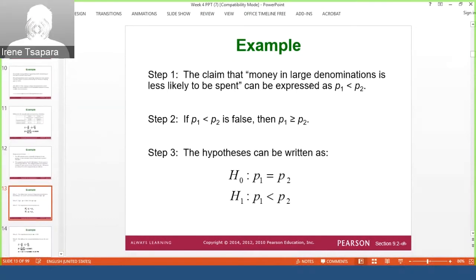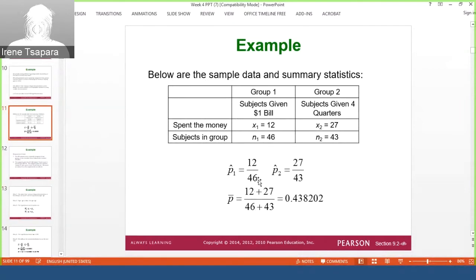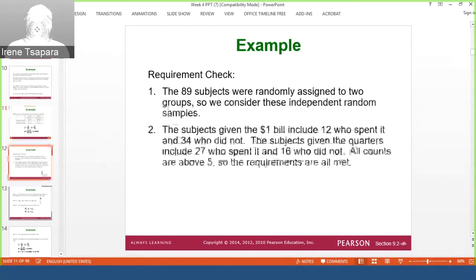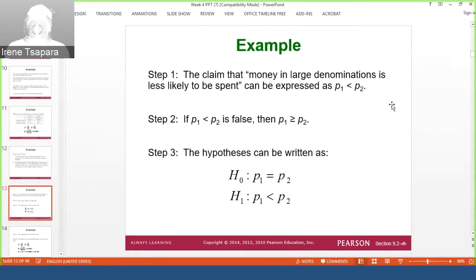The claim is that money in large denominations is less likely to be spent. So what does this mean? This means that the proportion, the percentage of people in group 1 that spent their money will be less than the proportion of the students in the second group that spent their money. If you look at your numbers, the actual numbers are 12 over 46 and 27 over 43. And these numbers are telling you that the p1 hat is less than p2 hat.